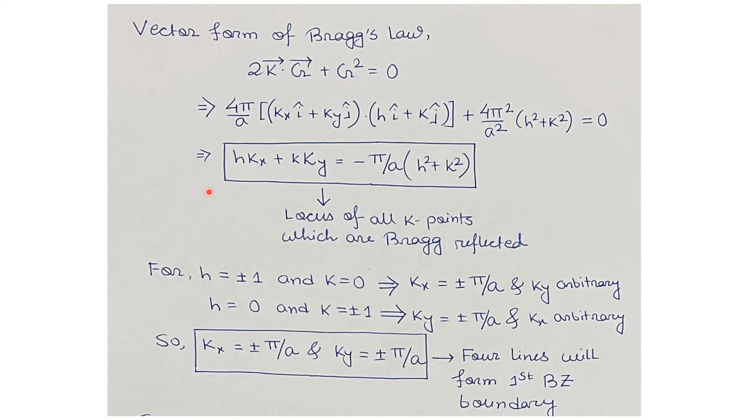So what does this equation tell us? This equation basically tells us about the location or locus of the K points which are Bragg reflected.